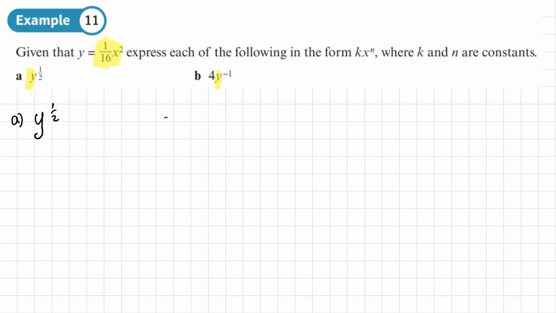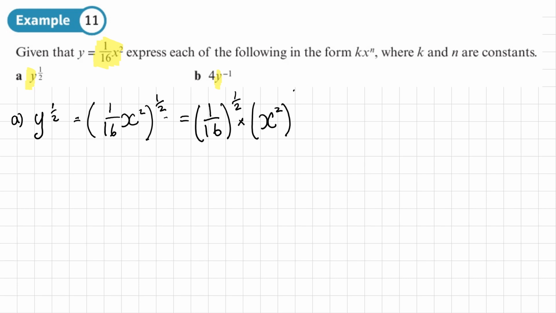So y to the power of a half will become 1 over 16x squared, all to the power of a half. Now when we have a product in brackets and it's to a power, we apply that power to both parts of that product. So it's 1 over 16 to the power of a half times x squared to the power of a half. Now remember, power a half is the same as square root. So we find the square root of 1 over 16, which means we square root both the numbers in the fraction, square root of 1, square root of 16, so it's a quarter. And we square root x squared, which just becomes x. So it's just a quarter x, which we can also write as x over 4.